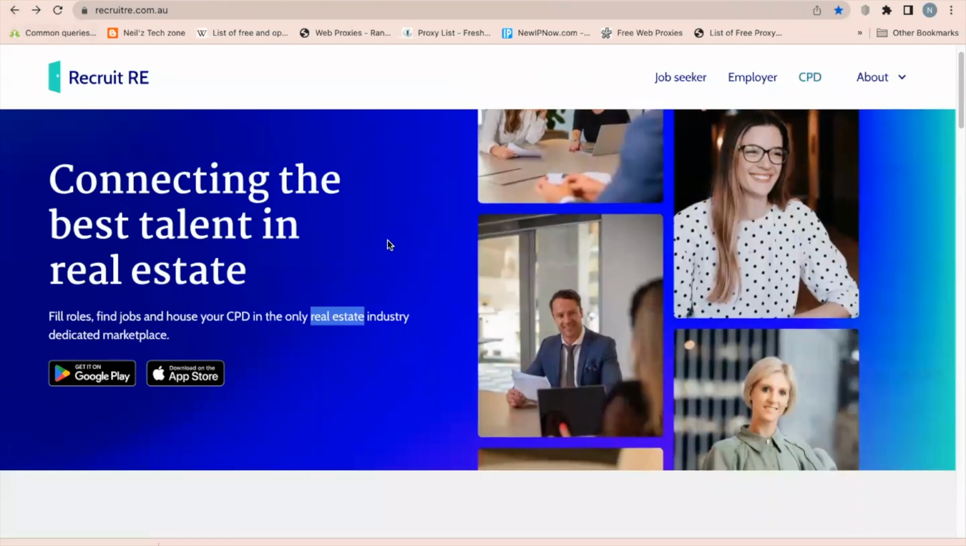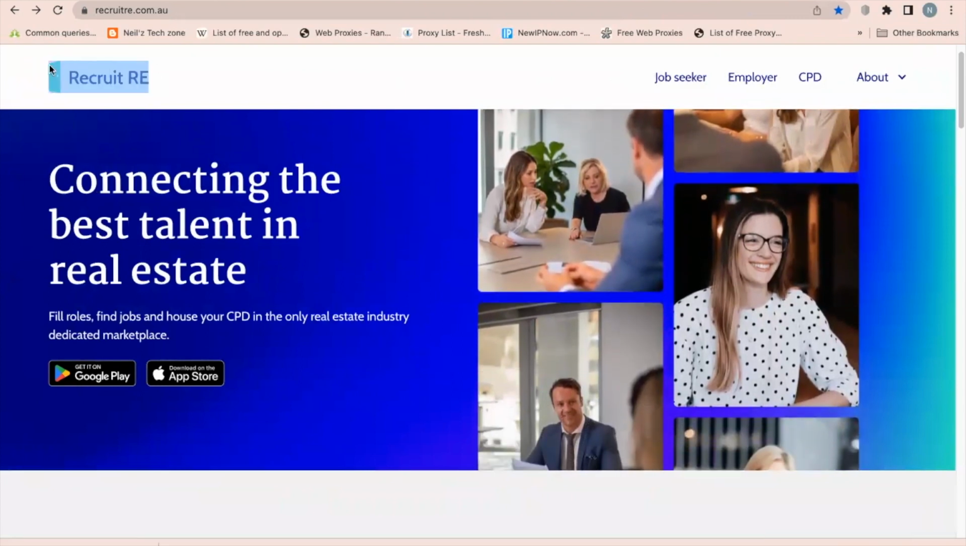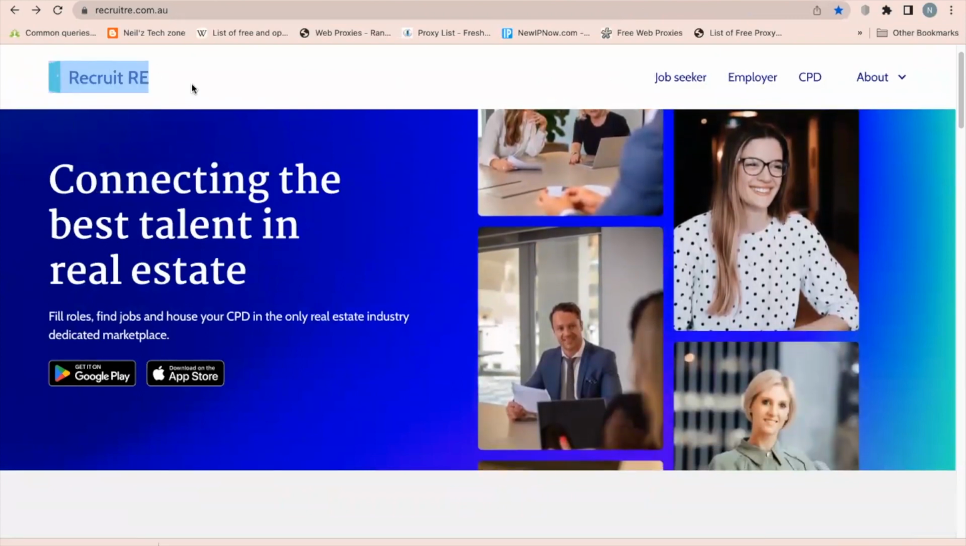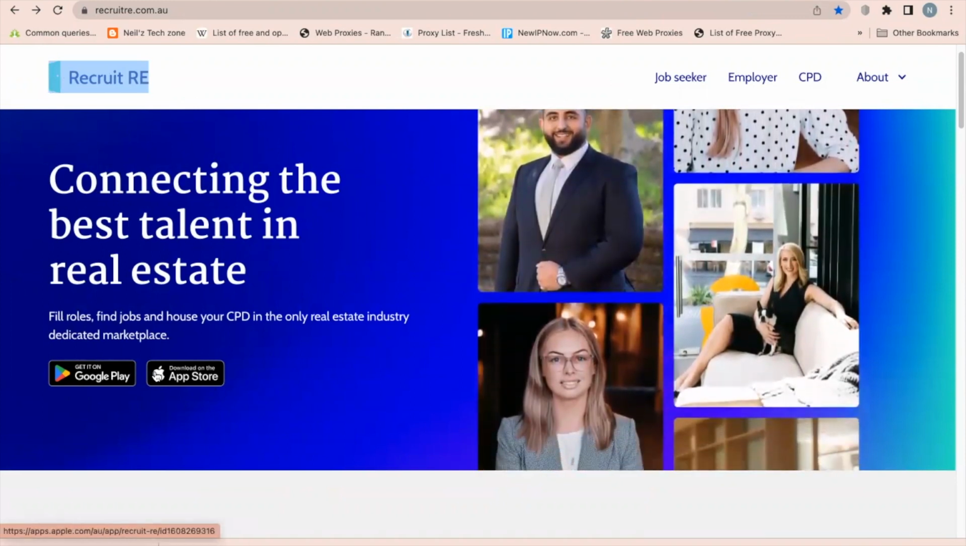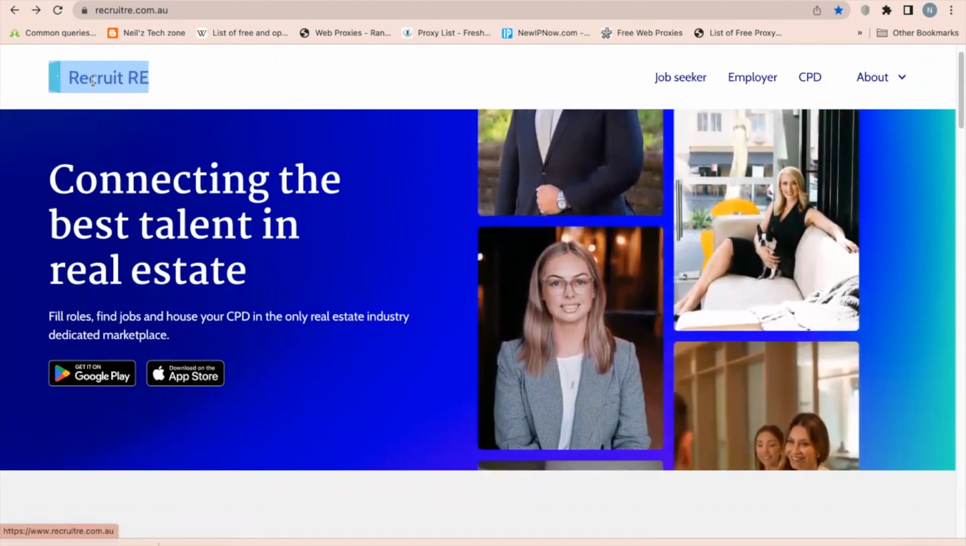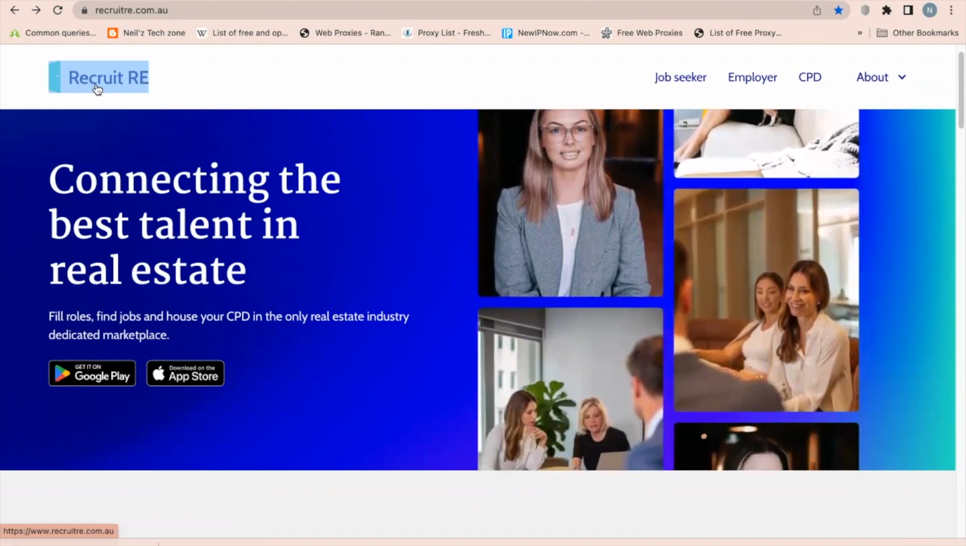Okay, coming back to the logical structure, there will be brand or awareness, and then there will be non-brand. Now, when we say branding, mostly we are targeting brand terms, terms which contain the brand name, that is the Recruit RE brand. For example, Recruit RE app. They have an app on Google Play Store, they have an app on Apple App Store as well, right? So terms which have the Recruit RE brand name or any other client brand name in them.